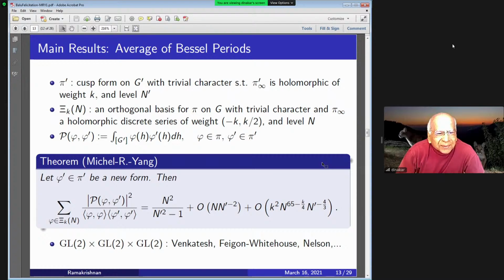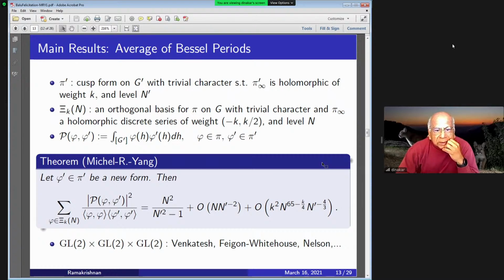Okay, so you have a cusp form on U(1,1), that's pi prime. Phi prime is a form that generates this representation pi prime. And then pi infinity prime, I'm going to assume to be the holomorphic type of weight k. As I said before, SU(1,1) is SL2. So you can think of this pi prime as just a holomorphic newform of weight k and level n prime.